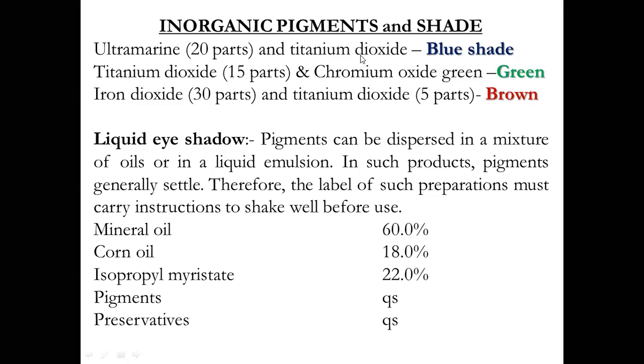Here the formulation components are specified: mineral oil, corn oil, and isopropyl myristate to adjust the appropriate viscosity of the liquid eyeshadow. This isopropyl myristate is used. Then pigments and preservatives are used to form a liquid eyeshadow.